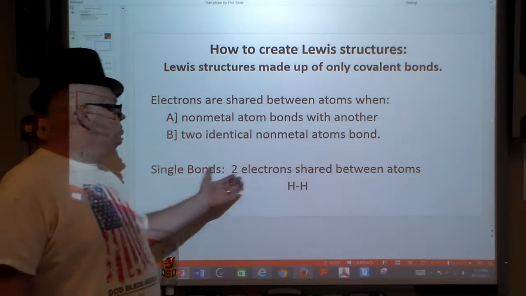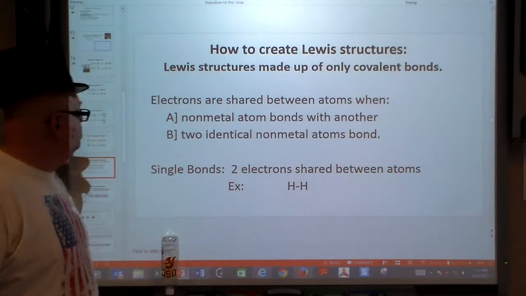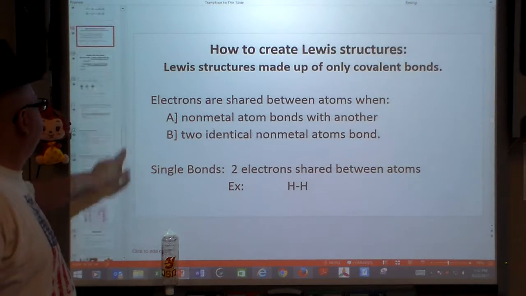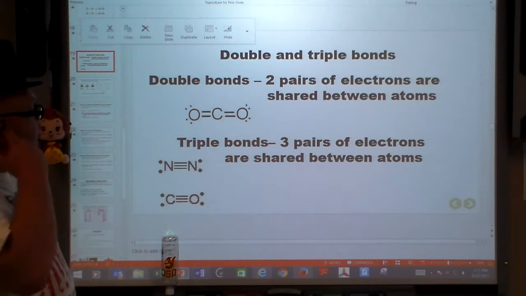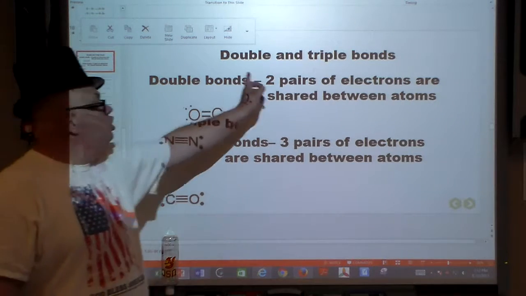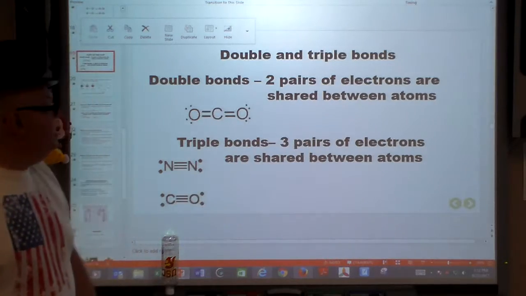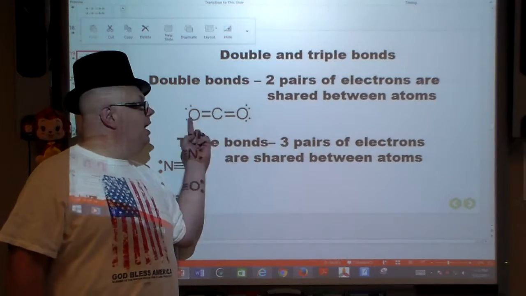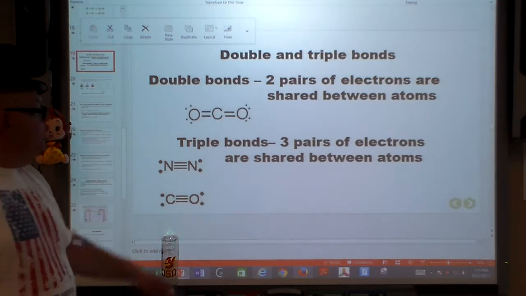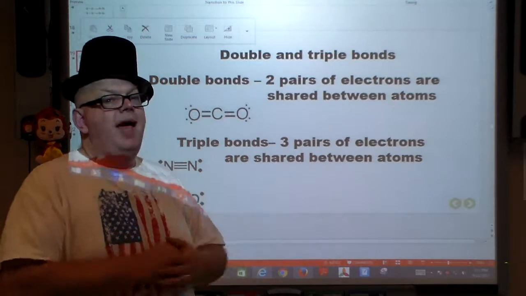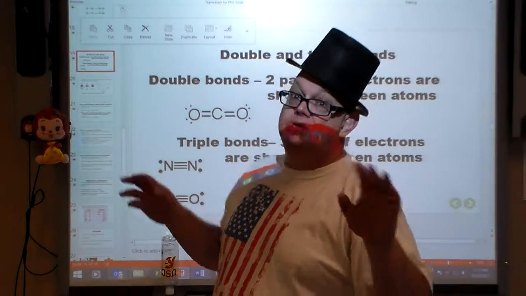So single bonds, two electrons shared between atoms, we just looked at it for the hydrogen. Double and triple bonds. So double, you just saw it a moment ago. Two pairs of electrons are shared between atoms, like carbon dioxide, right here. That's a pretty common one. Triple bonds, you don't see them that much compared to double or single bonds.